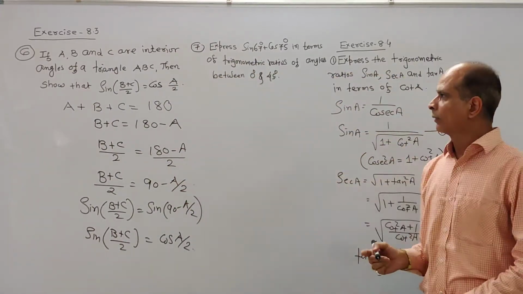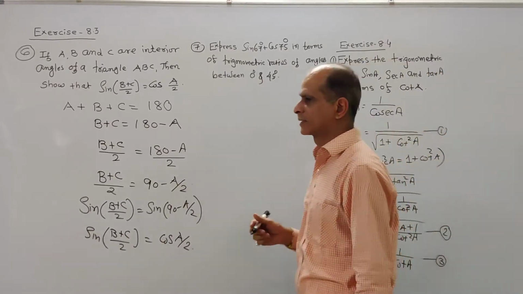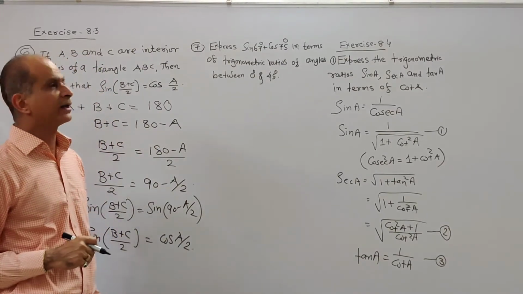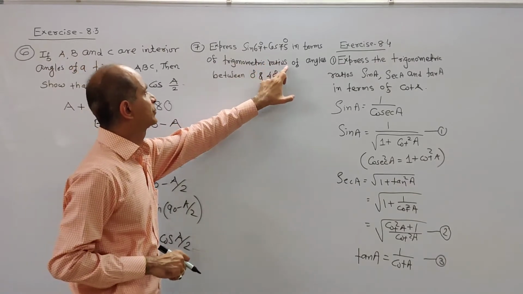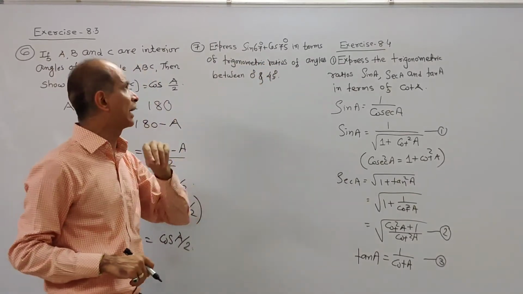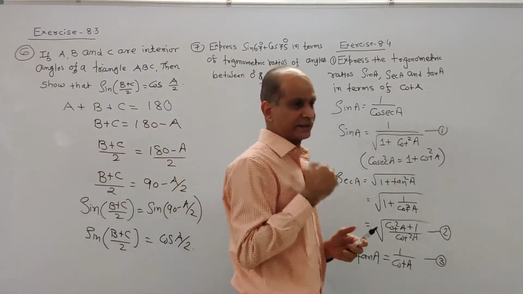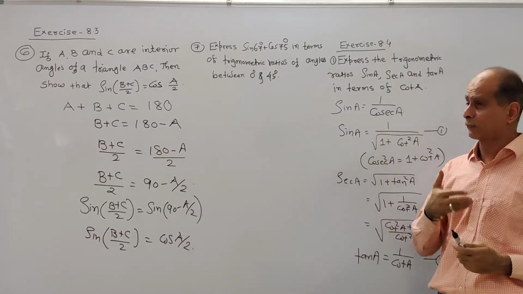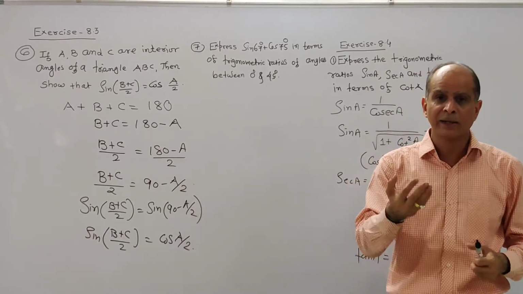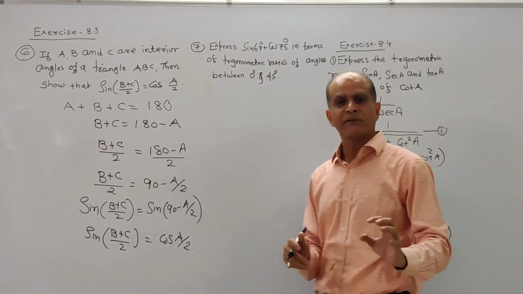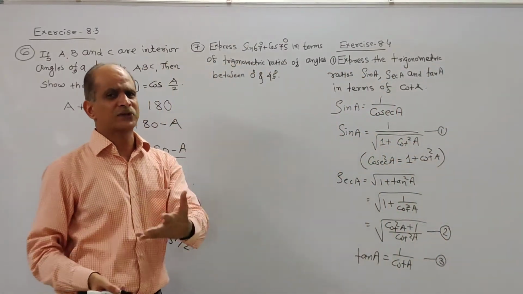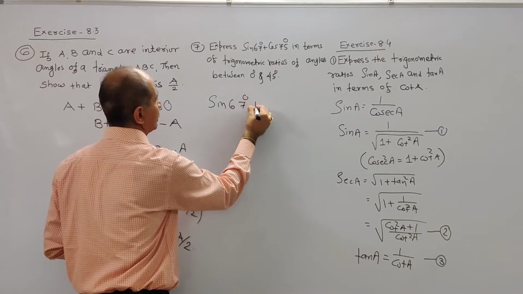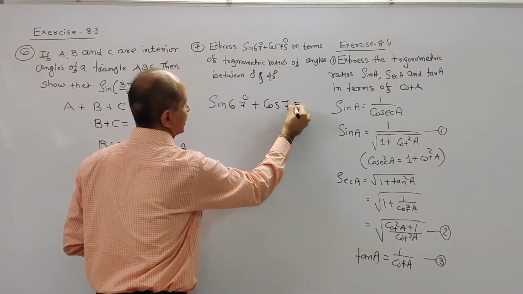Well, now let me solve the second example. Express sin 67 degree plus cos 75 degree in terms of trigonometric ratios of angles between 0 and 45. You know, here the angle of sin is 67 and the angle of cos is 75. Now you have to convert these 67 and 75 into angles between 0 and 45. So again you have to use the second last formula.